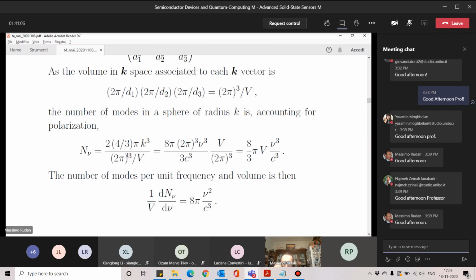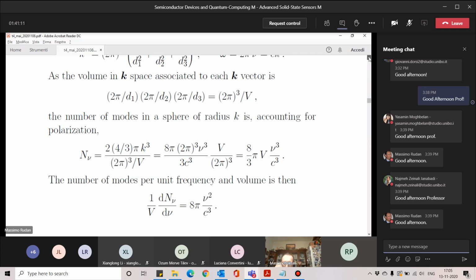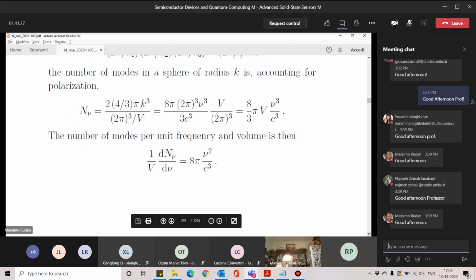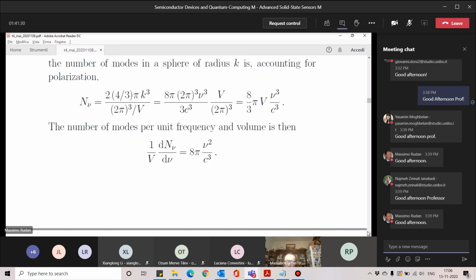Now we convert the information from K into frequency. So we must adopt the relation that K is equal to 2 pi ni divided by C. So we simply make the replacement. And after some elimination of factors, we find 8 over 3 pi V times the cube of ni divided by C cube. This is the number of modes in the sphere.